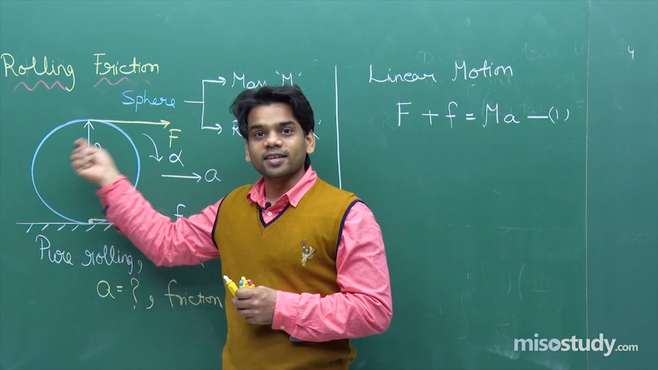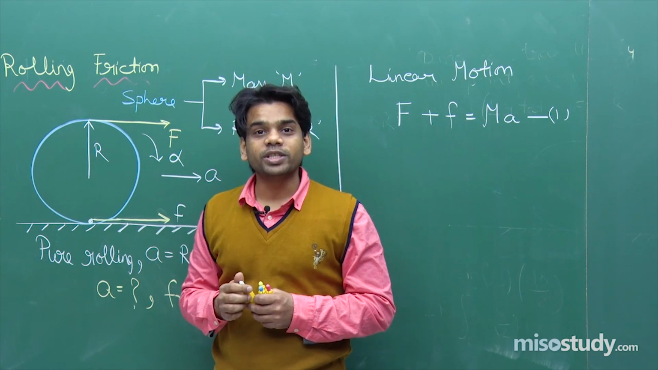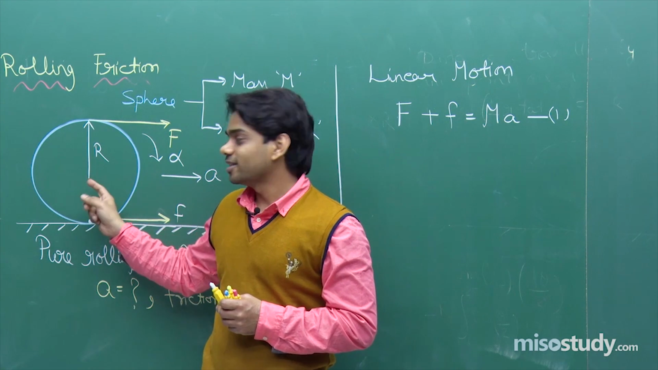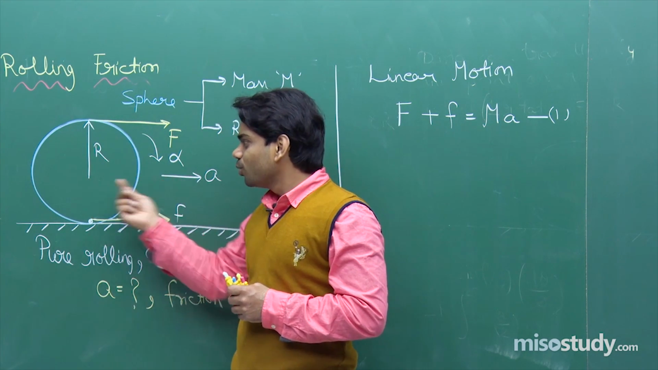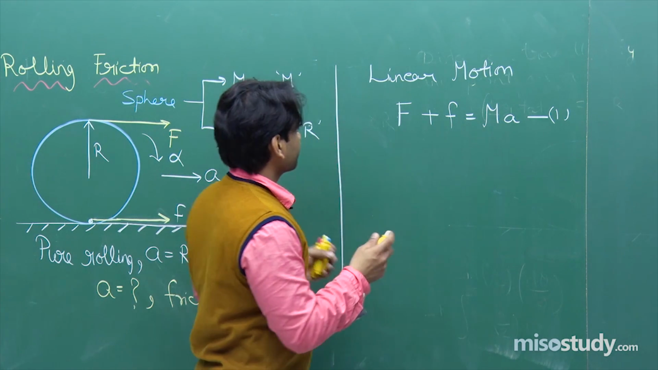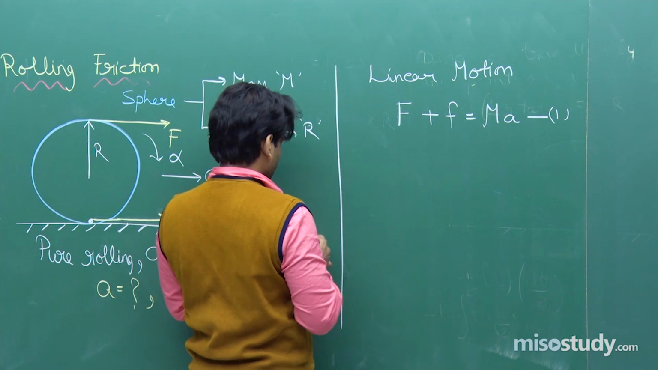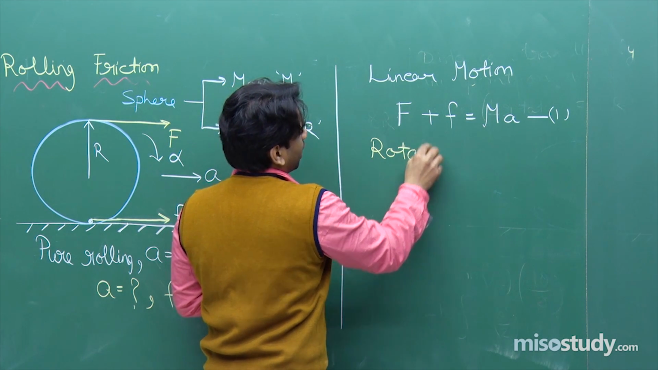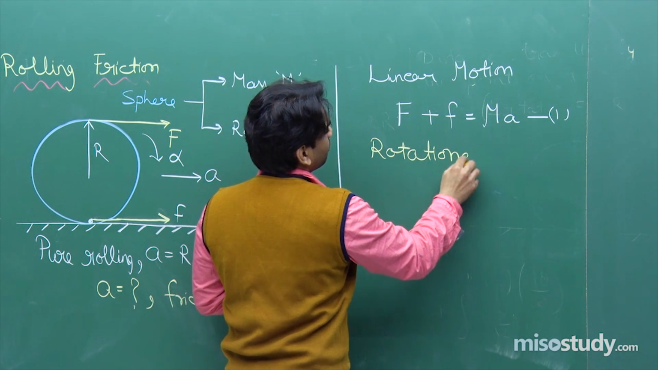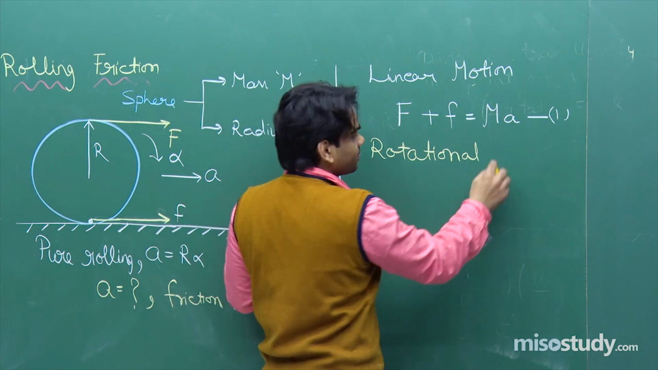It's also rotating, which means we can frame one more equation. It's rotating about its center of mass, and this center of mass would be moving linearly. Having seen the linear motion, now let's talk about its rotational motion. I hope you can clearly make out whatever I am writing here.